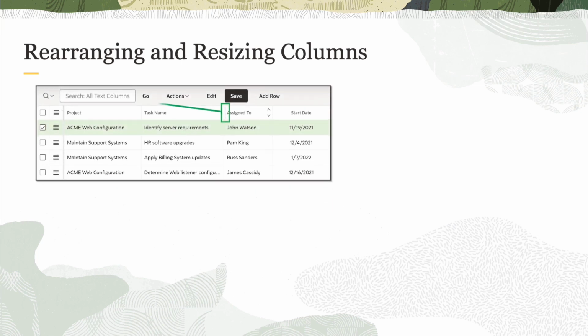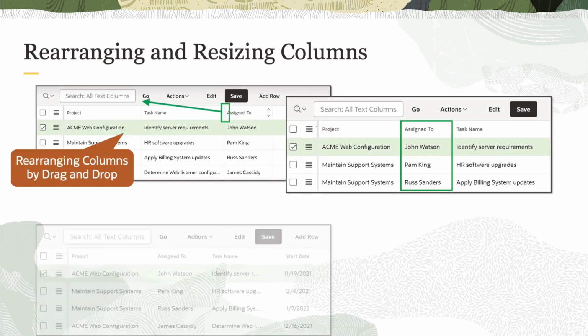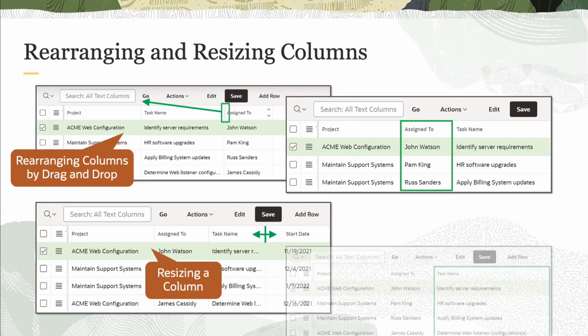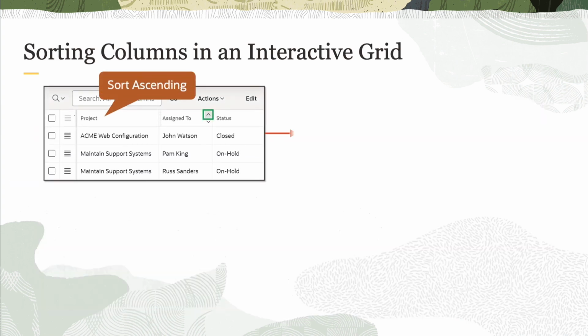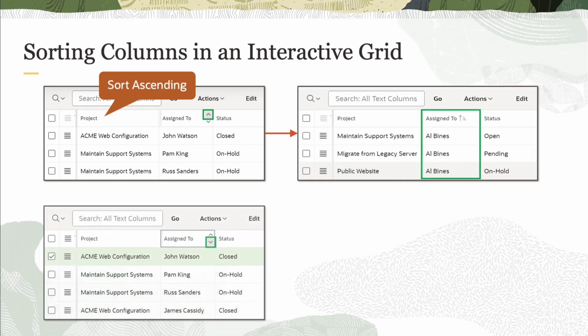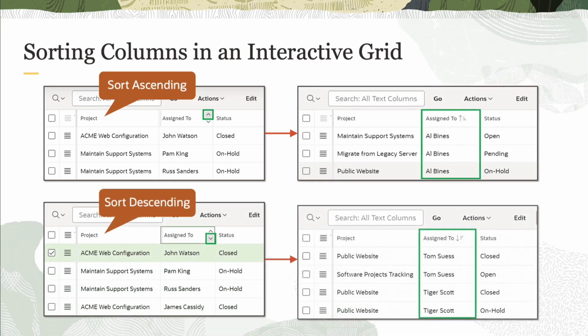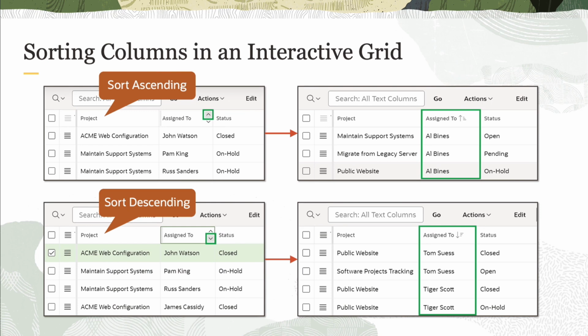End users can also rearrange columns by using the drag and drop functionality in the interactive grid. This slide shows an example of rearranging assigned to column and resizing the task name column. Another feasibility the end user gets with interactive grids is column sorting. Users can specify the sorting order of a column by clicking the sort descending buttons on the column heading.